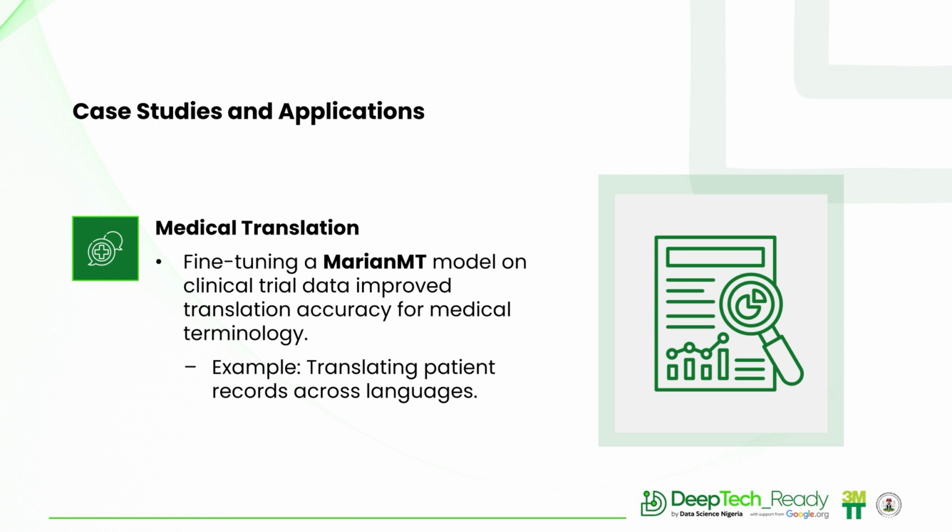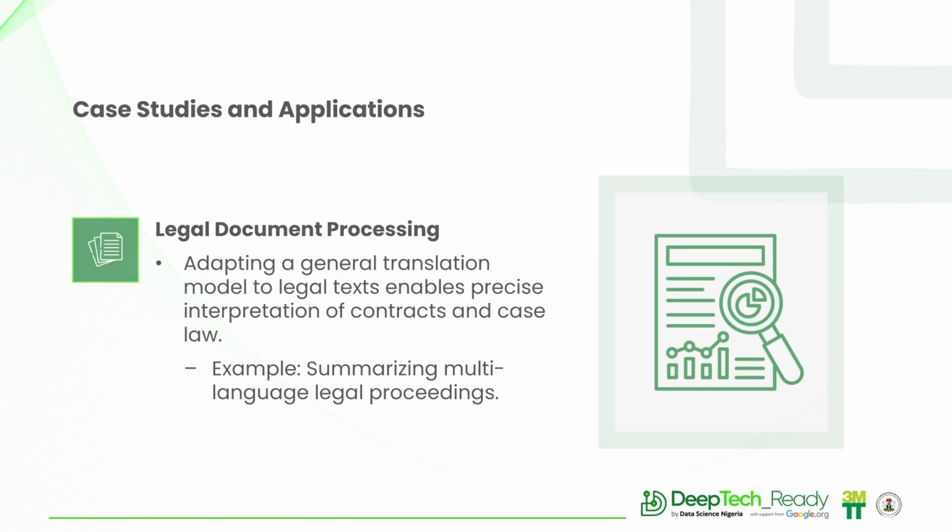Another impactful use of machine translation is in legal document processing. By adapting a general translation model to legal text, we can achieve more precise interpretations of contracts, case law, and other legal documents. Legal language is highly technical, having unique structures and terminology that require specialized training to translate accurately.